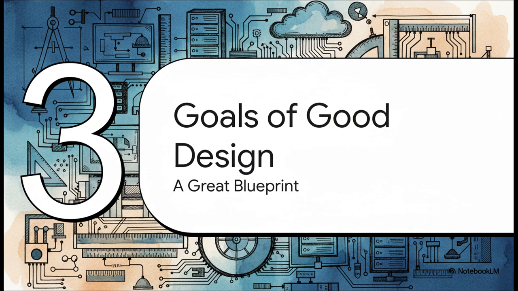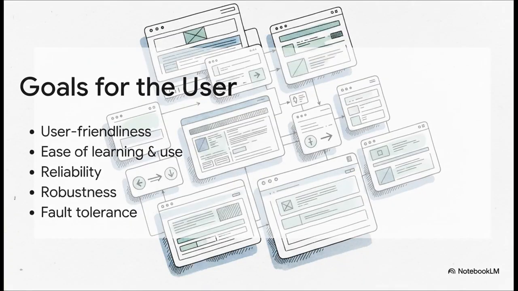So we know we need a blueprint, but what makes one blueprint better than another? Well, a truly great design isn't just about making the software work. It has to achieve a whole bunch of different goals, often for very different groups of people. You can really break it down into goals for the user, goals for the developer, and goals for the project itself. First, and you could argue most importantly, let's talk about the user.